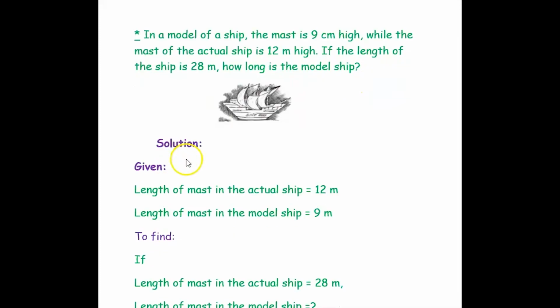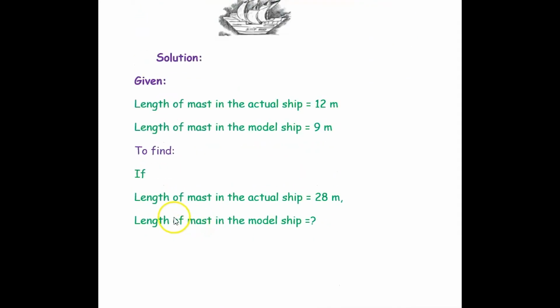So what is given? Length of the mast in the actual ship is 12 meter and length of the mast in the model ship is 9 meter. So we have two types of ship. One is the actual ship and the other one is the model ship. Now what we want to find: if the length of the mast in the actual ship is 28 meter, what is the length of the mast in the model ship? So length of the mast in the actual ship is given. We want to find the length of the mast in the model ship.